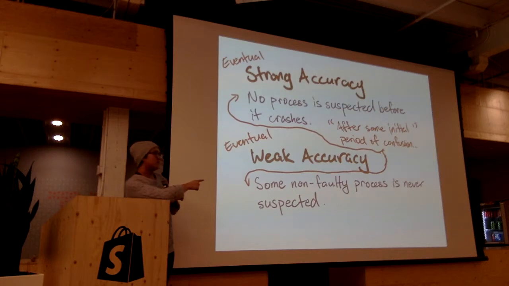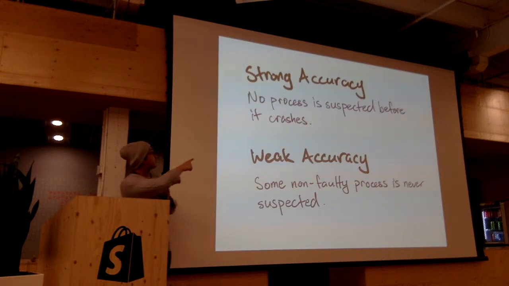Strong accuracy is that you're never suspected. Yeah, if you suspect at one point, if a correct node is suspected, then it can never be strongly accurate. It can be eventually strongly accurate. Okay. The strongly accurate part is that no process is suspected before it crashes.